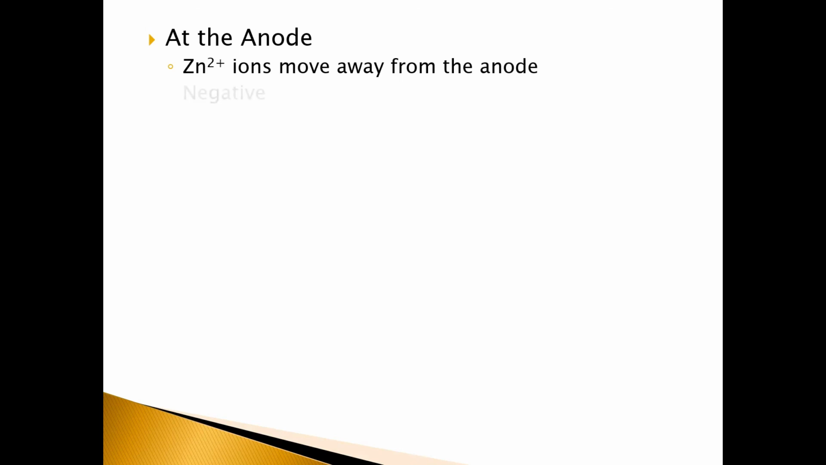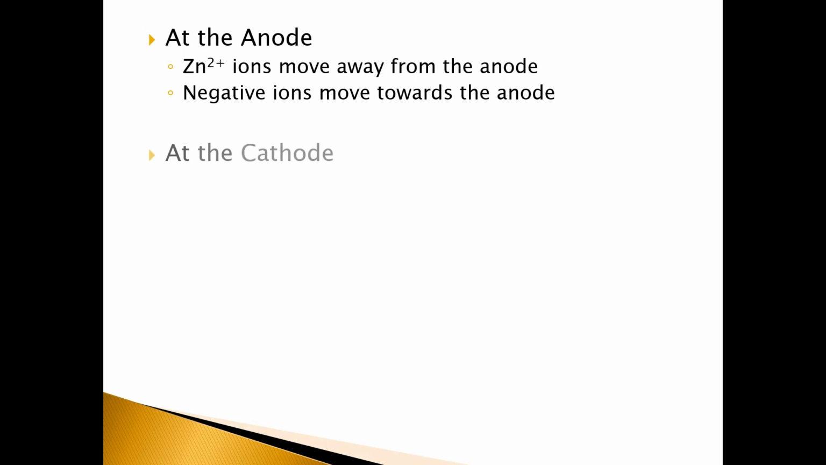at the anode, the zinc ions, or the positive ions at the anode, will move away from the anode. Some of them will move towards the salt bridge because they're being attracted to the cathode. The negative ions move towards the anode from the cathode. The cathode will have some negative ions there, so they start moving towards the anode.